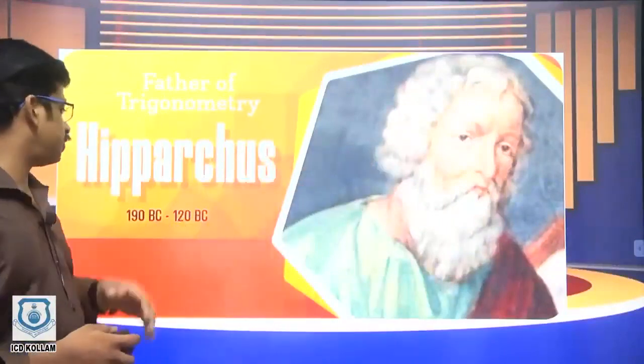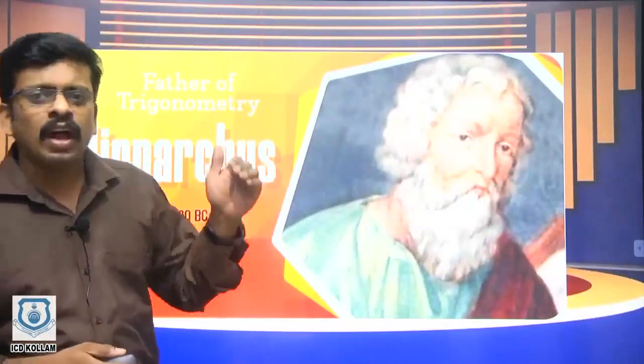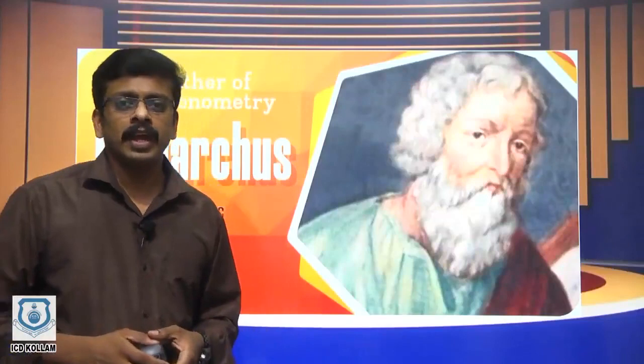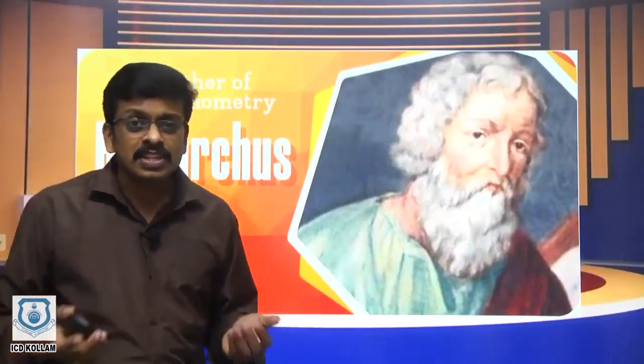This is Hipparchus. He is known as the father of trigonometry. He is the first person to study the relationship between chord length and angles. Angles means the central angles. So we can say the concept of trigonometry began with Hipparchus, and he denotes the variation of chord length according to the angle of a unit circle. This concept was further elaborated by Ptolemy in the 2nd century AD.